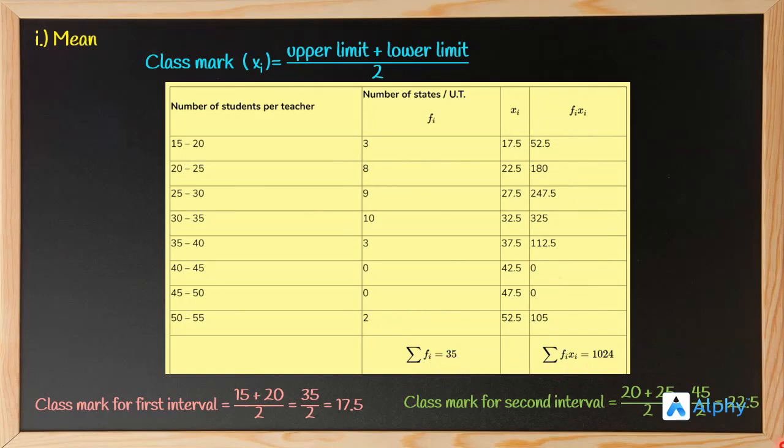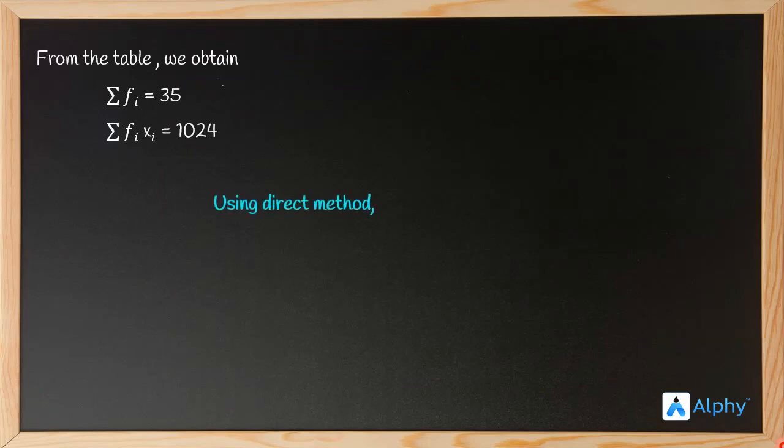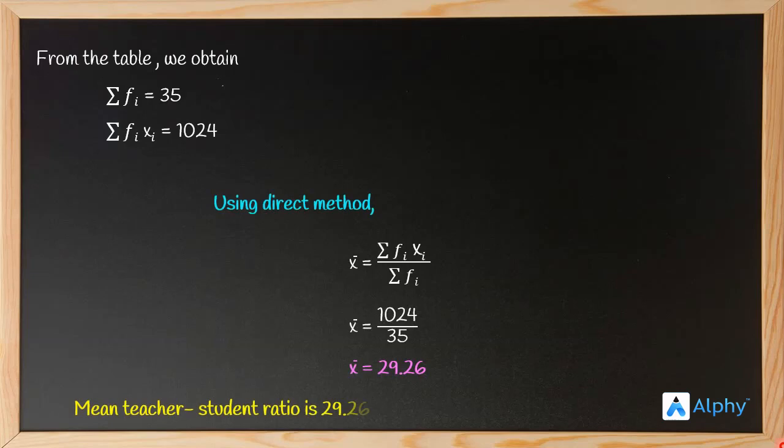So let's find out the mean now. From the table, we obtain summation of fi as 35 and summation of fi into xi as 1024. And we know that using the direct method, mean can be found out by the formula summation of fi into xi divided by summation of fi. By putting the values, we will get our mean as 29.26. So the mean teacher-student ratio is 29.26.